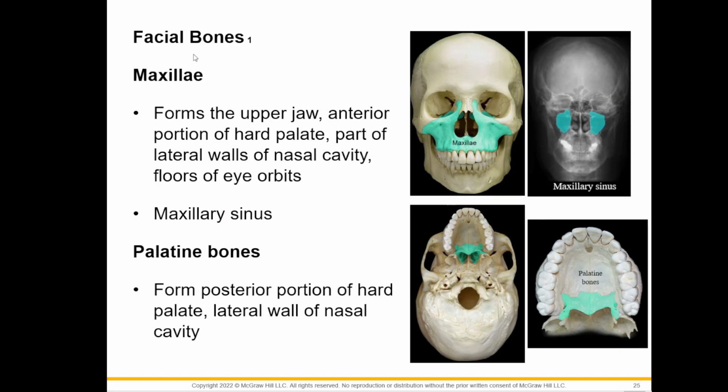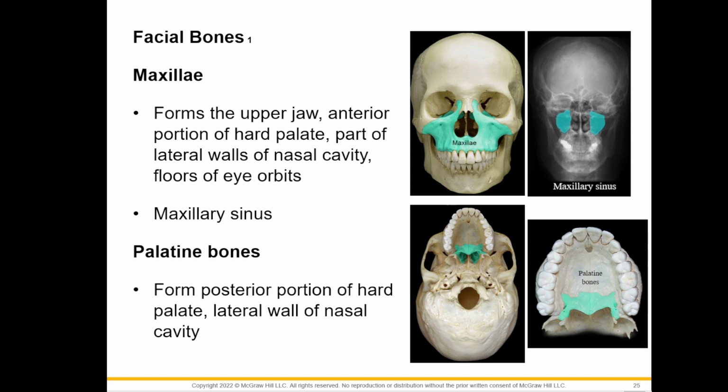And then we have the facial bones, 14 facial bones. Alright, for the facial bones, they're going to start with the maxilla. So the maxilla or maxillae forms the upper jaw, as you can see naman here in the image. It forms the upper jaw and a portion of the hard palate, which is the roof of the mouth. It also forms the lateral walls of our nasal cavity.